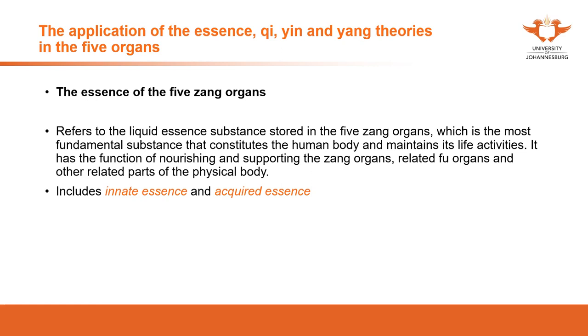These essences include innate essence and acquired essence. Some translations use congenital essence. I personally prefer innate, although it still might not be accurate. If you can find a better word to replace innate, please just let me know. The reason why I don't want to use congenital is because congenital refers to something existing since or before birth. That's very similar to innate.